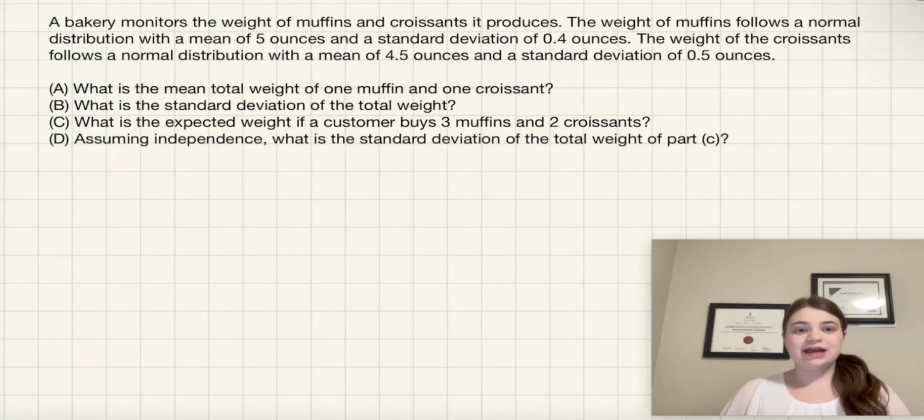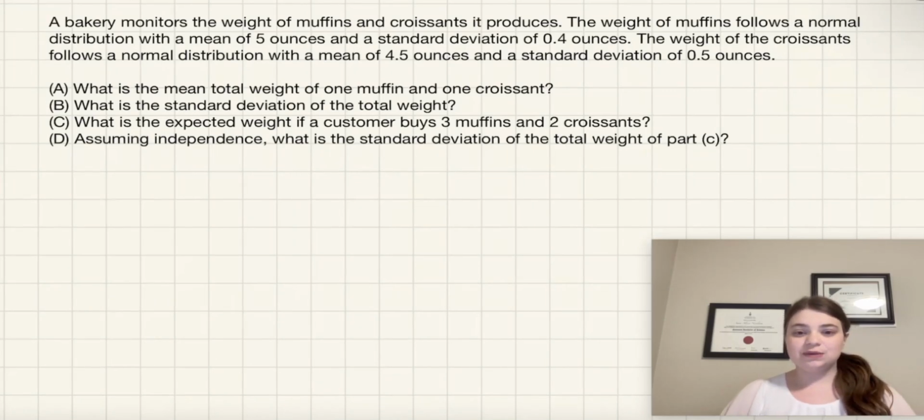Welcome back. Today we're going to be doing another free response question for AP Statistics. This one says, a bakery monitors the weight of muffins and croissants it produces. The weight of the muffins follows a normal distribution with a mean of 5 ounces and a standard deviation of 0.4 ounces. The weight of the croissants follows a normal distribution with mean of 4.5 ounces and standard deviation 0.5 ounces. Okay, so part A is what is the mean total weight of one muffin and one croissant?